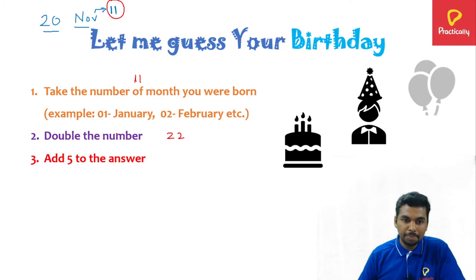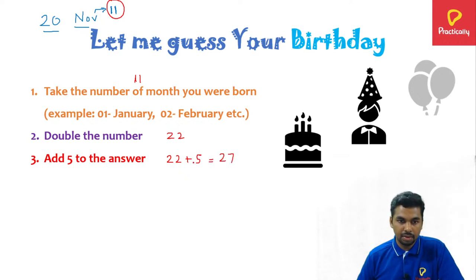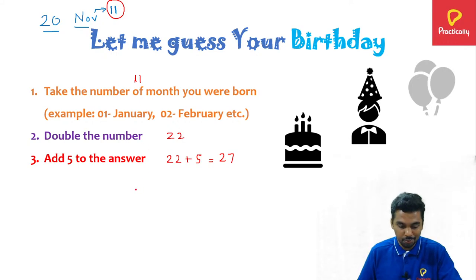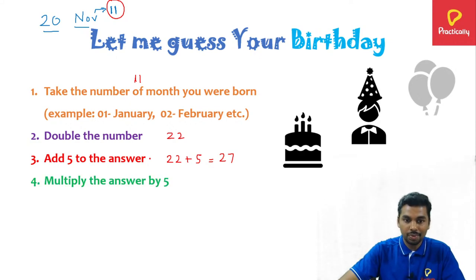All right, we are going to step 3. In step 3, what you have to do is add 5 to this number. So you will get 22 plus 5, which is 27. You will have a different answer, so please don't confuse yourself. I'm just showing you an example of what you have to do. Do not type your answer in the chat box right now.